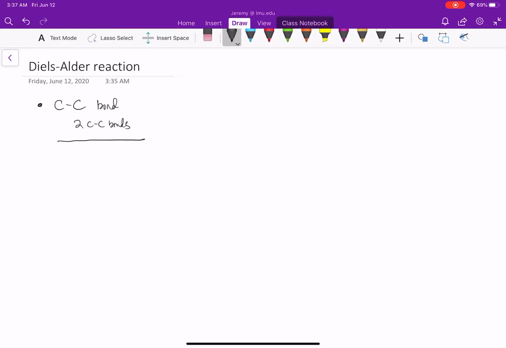Another reason it's really interesting is because it's very useful and it's a very simple reaction. We're first going to start with two reactants. We're going to start with a diene, that is going to react with an alkene.